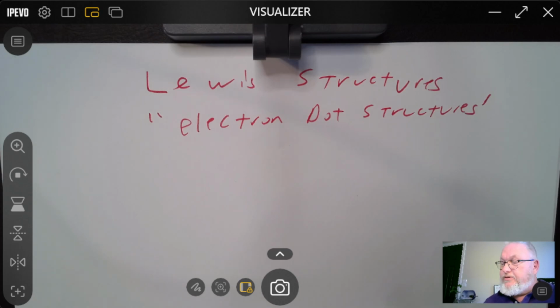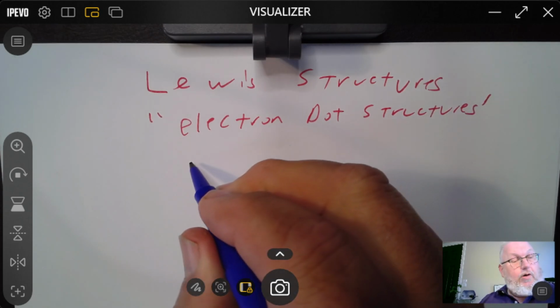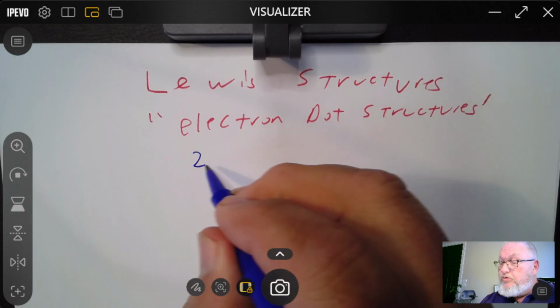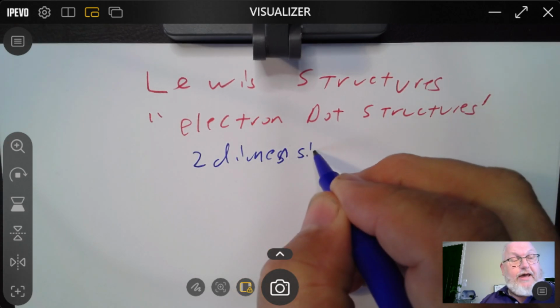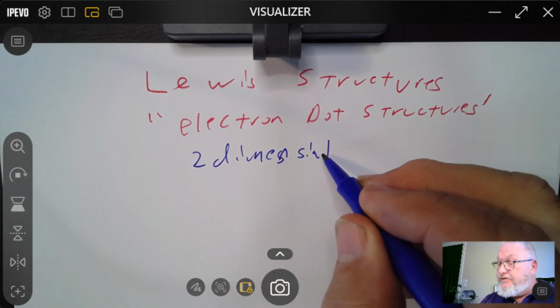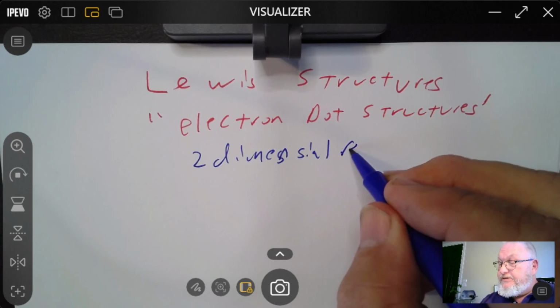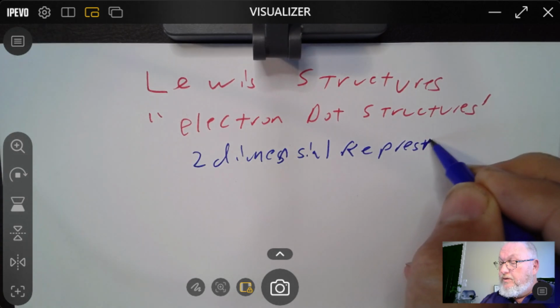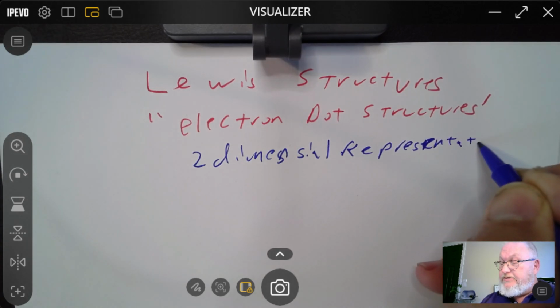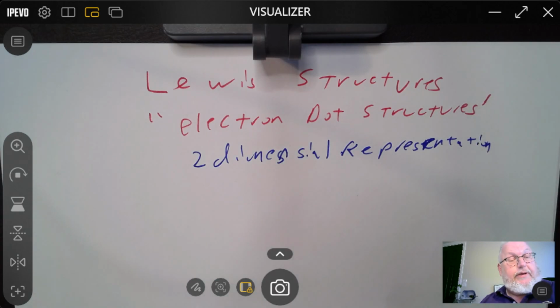Now, what these suckers are, all right, are two-dimensional, so in other words, they're flat, representations of the molecule. Representations of the molecule, whatever it may be.